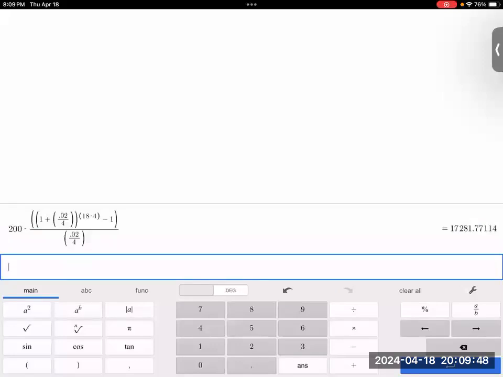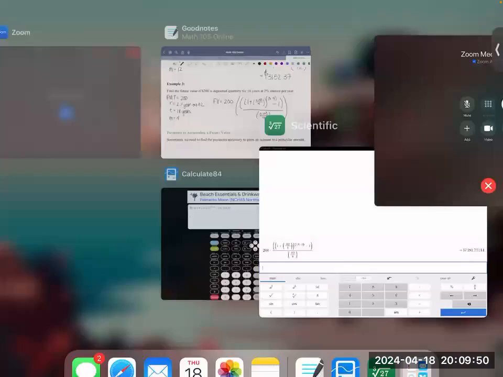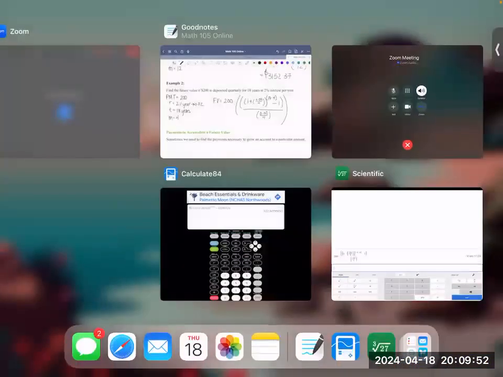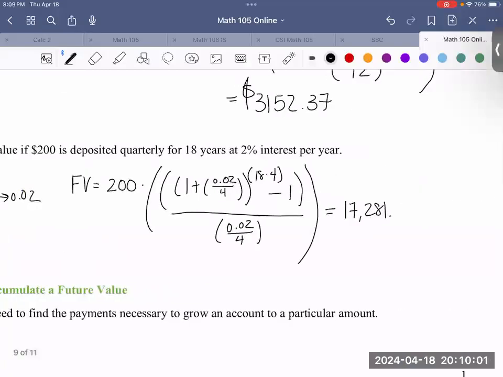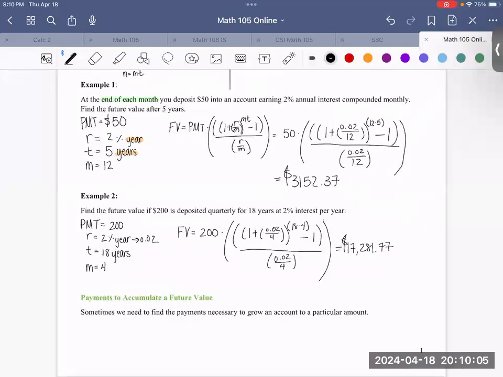So we should have 17,281.77. So that would be your future value of your bank account if you were to make $200 deposits quarterly throughout the year for the next 18 years at a 2% interest rate.